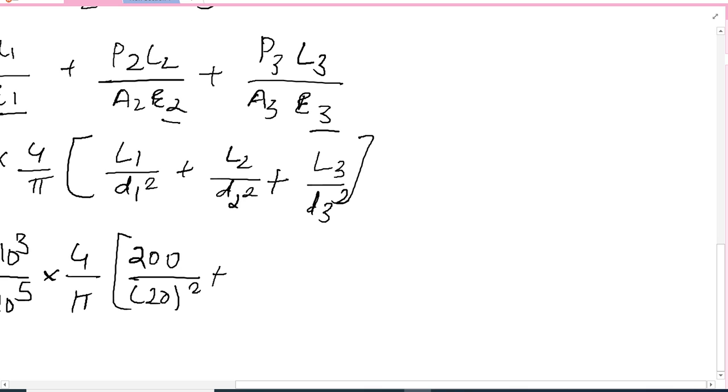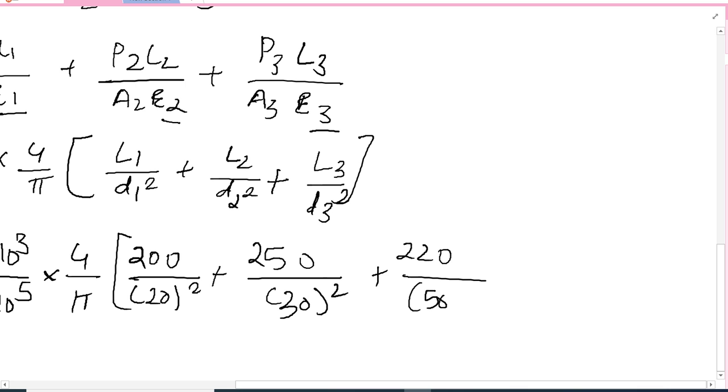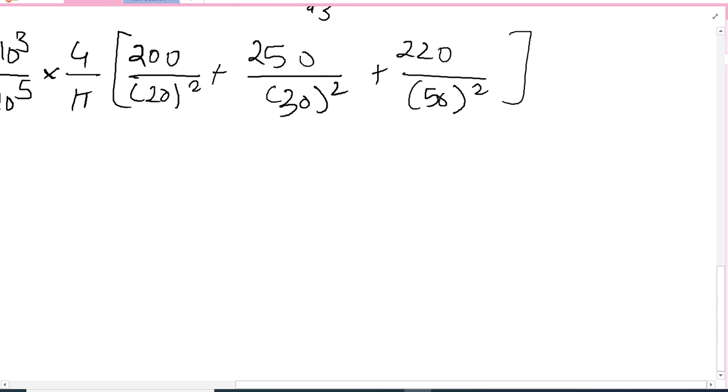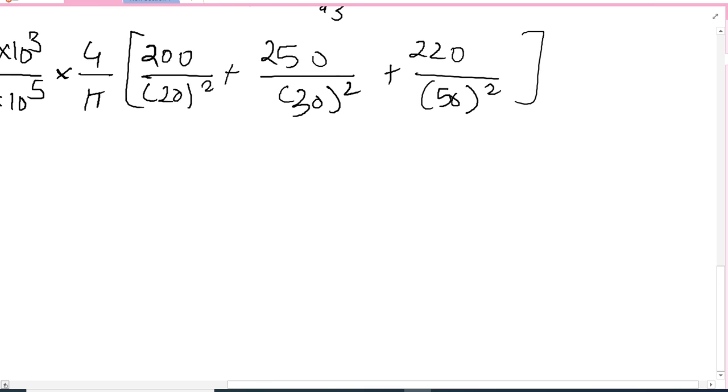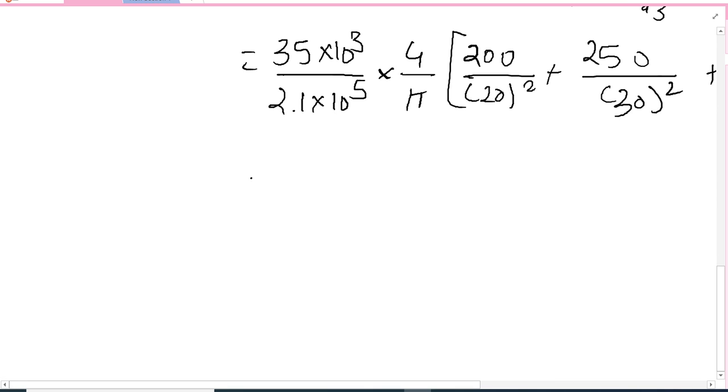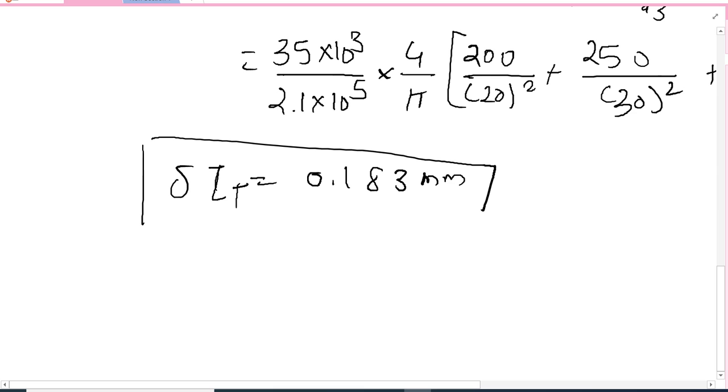Now here the second length is 250 upon 30 square, again 220 upon 50 square. By solving this, what we will get is 0.183 mm. This is the total deflection of the bar.